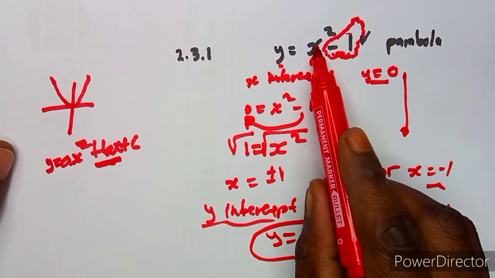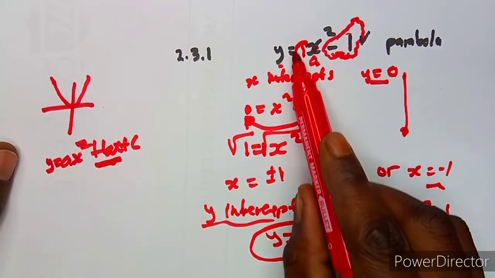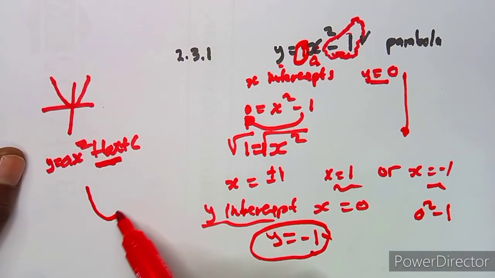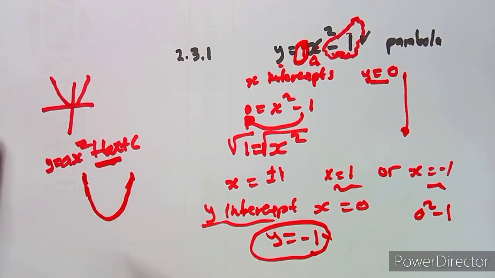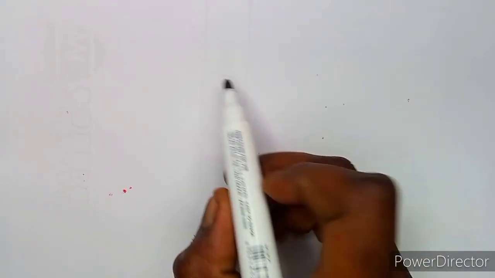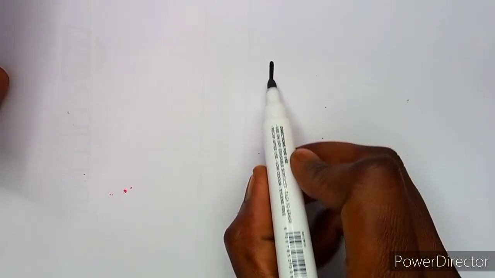Then remember the shape: when it is positive like this, the shape is supposed to be a smiley shape like this. Everything positive always smiles. When it is negative, it's a sad shape like this. So this one, you're going to take this smiley one. So that is the shape that we are going to have. Let me just put it this way.